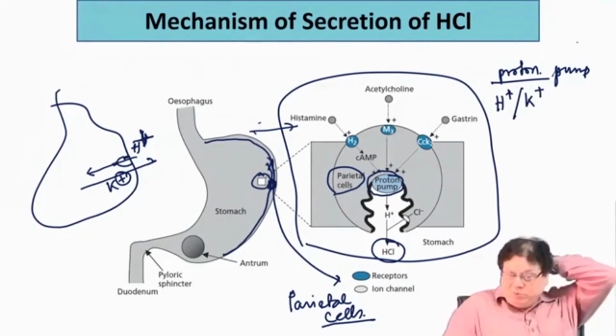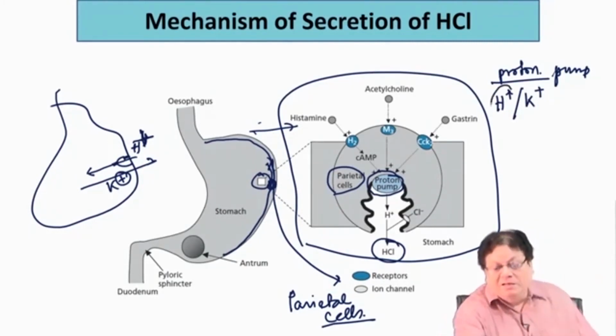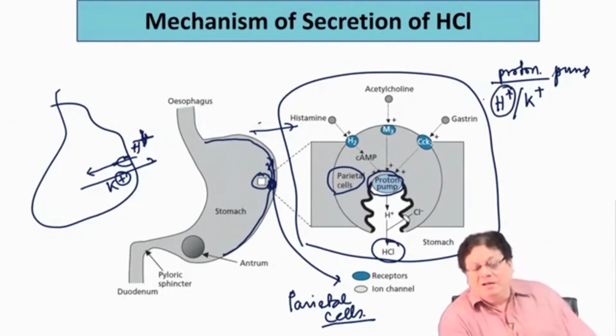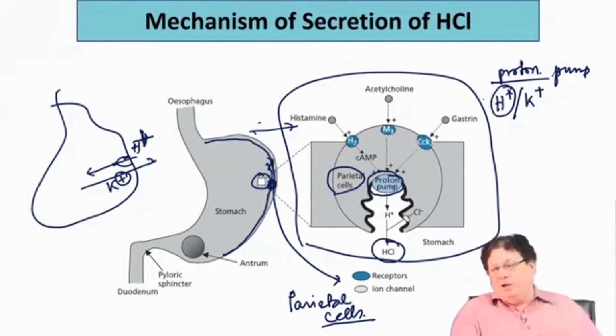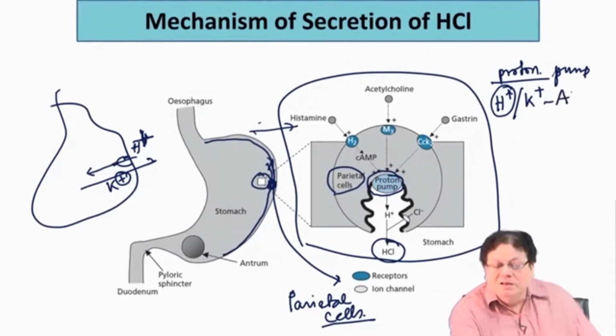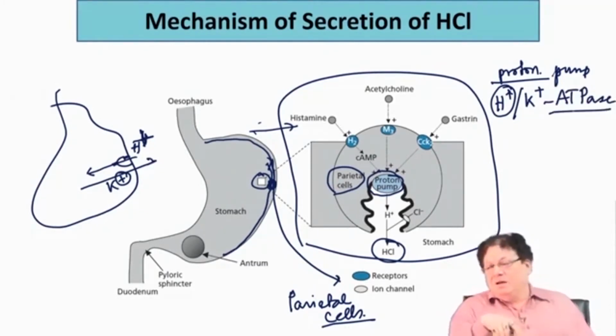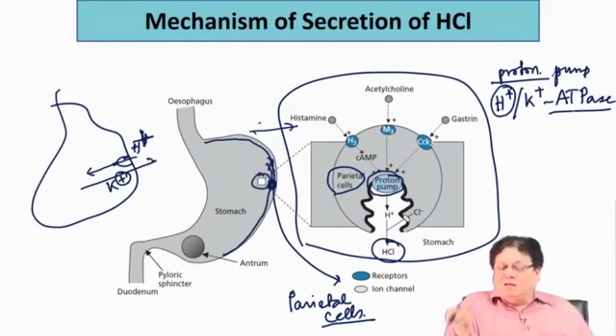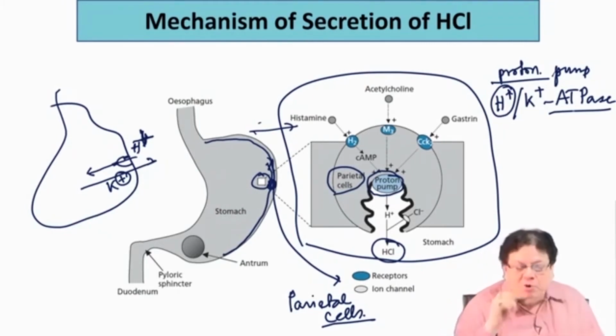H plus K plus proton pump. The first cation means it is going inside, and the second cation means it is going outside. Okay. So, this proton pump, where does the energy come from? This is an enzyme which hydrolyzes ATP. Energy comes from hydrolysis of ATP. So, it is a proton pump which is nothing but a hydrogen H plus K plus ATPase. Okay. So, that is the proton pump.